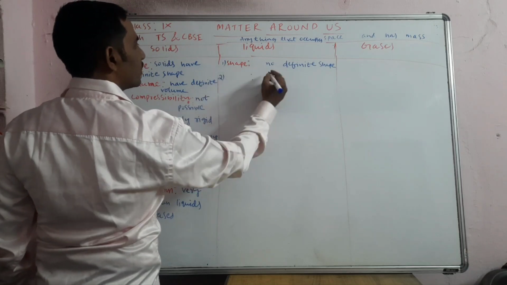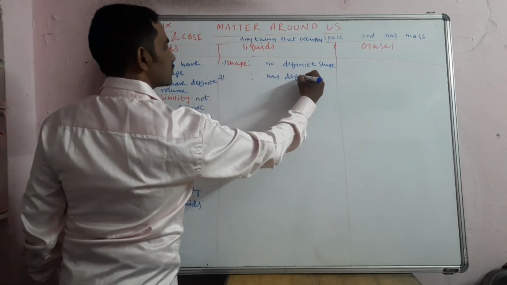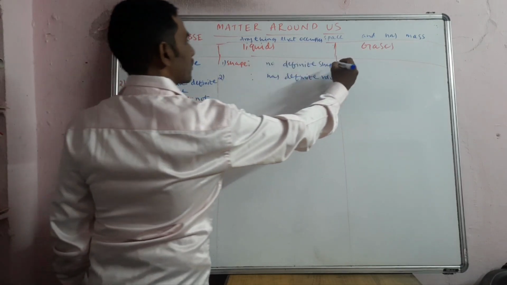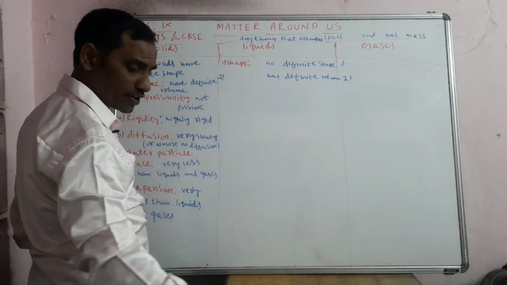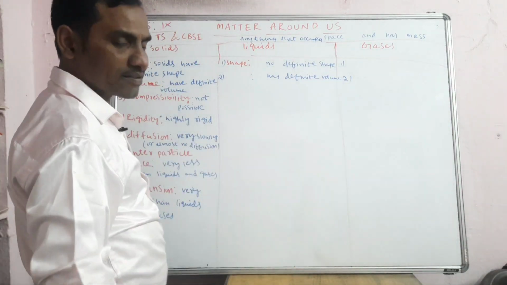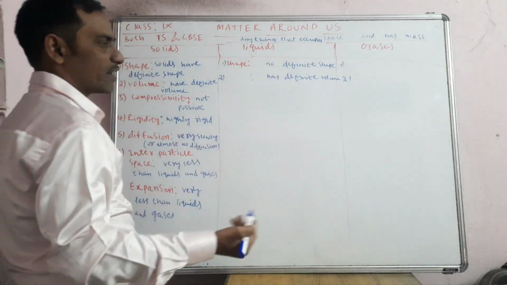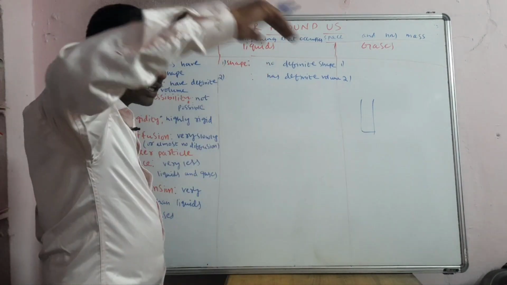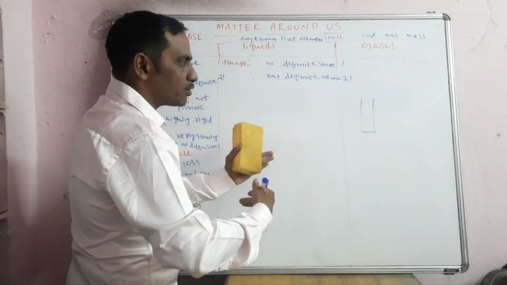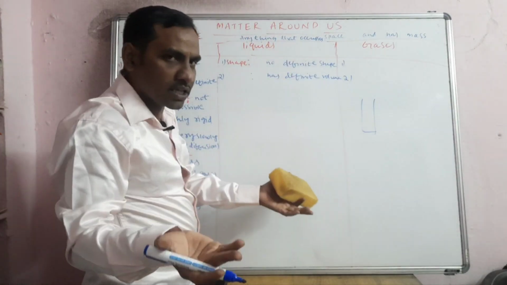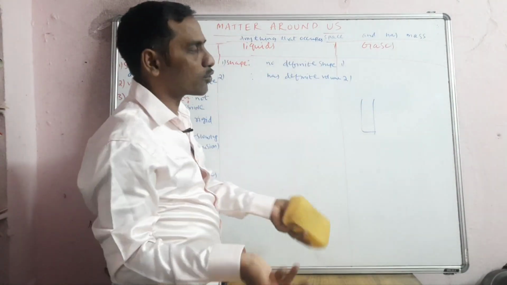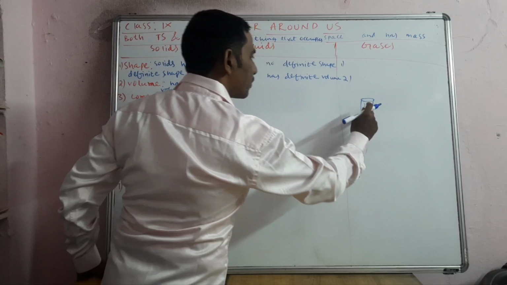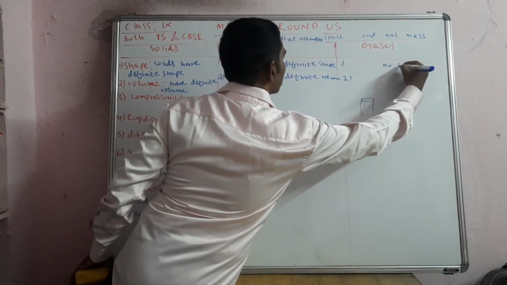Has definite volume. The same way in gases you can take. See, gases have no definite shape. Why? Because gas occupies the shape of the container. For example, if you blow air into a container, or if air comes into a room, the air has no shape of its own; it occupies the shape of the room. So you can say no shape.